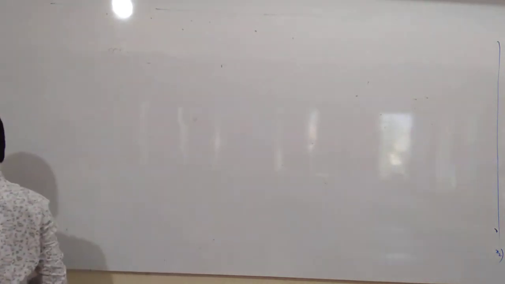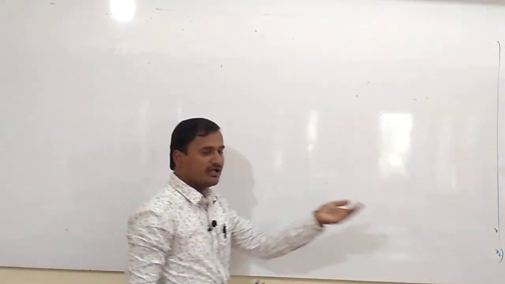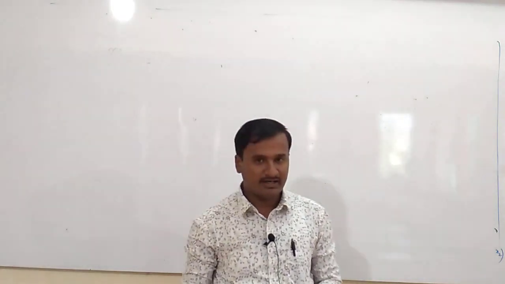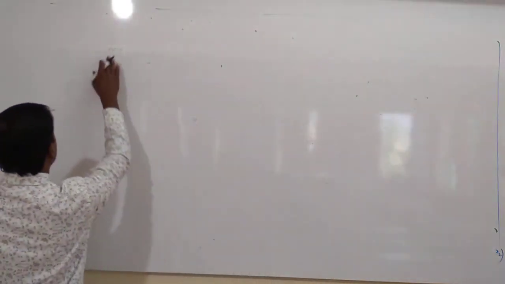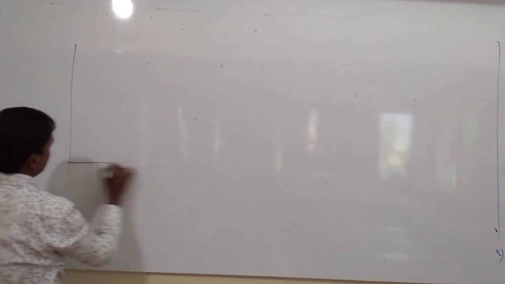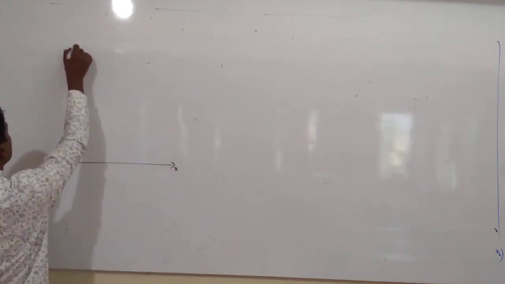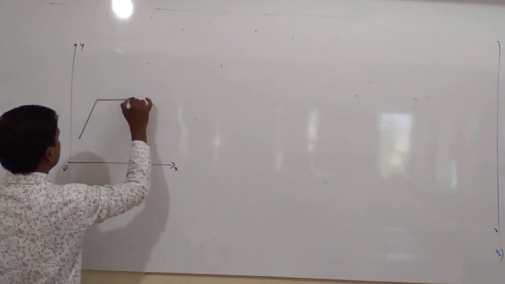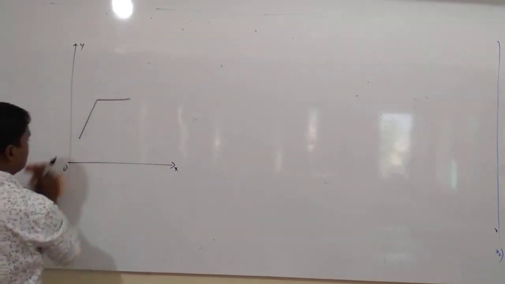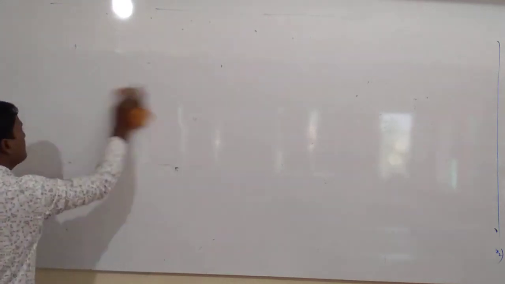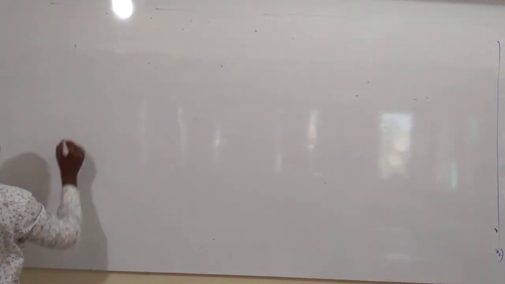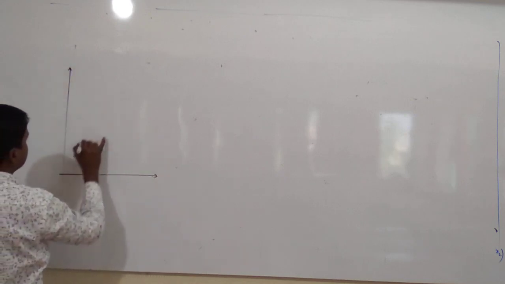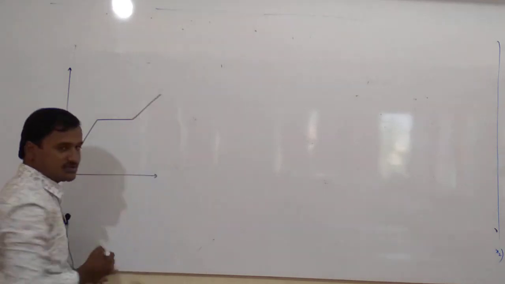Okay. So now let us see how the derivatives are used to say the given function is increasing and decreasing. For this, I will take the same graph here: x, y, and the origin. Okay, this is the graph.